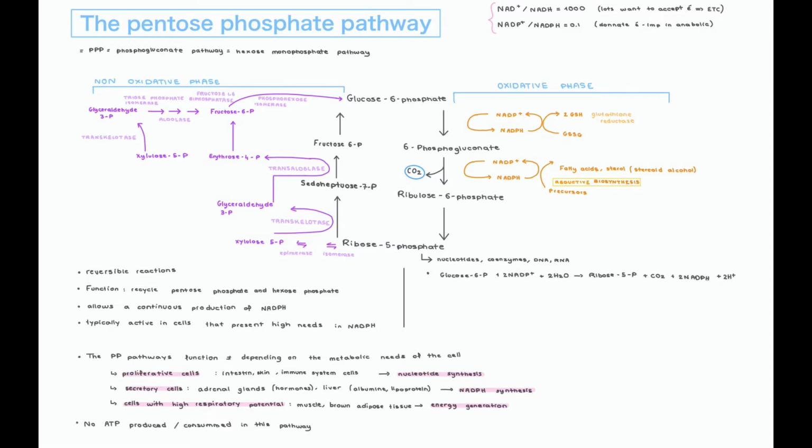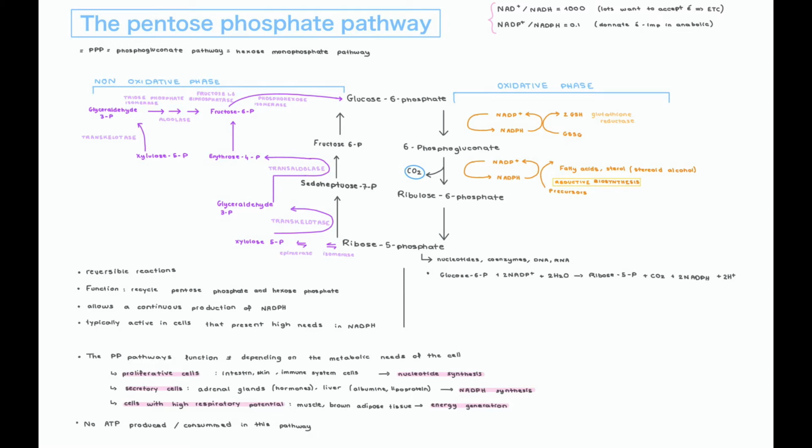The pentose phosphate pathway, or PPP, or phosphogluconate pathway, or hexose monophosphate pathway, you can see it called many ways, is one of the pathways of our metabolism, and it's going to help us produce a certain number of products that can be integrated into other pathways. So as you know, in metabolism, most pathways are linked with each other.